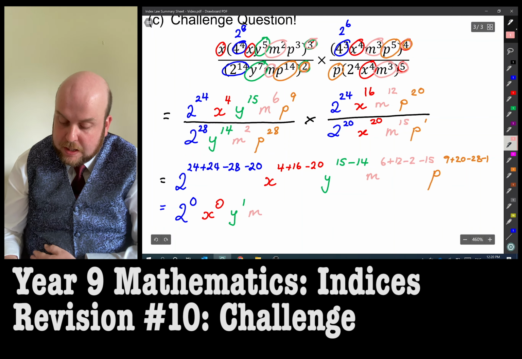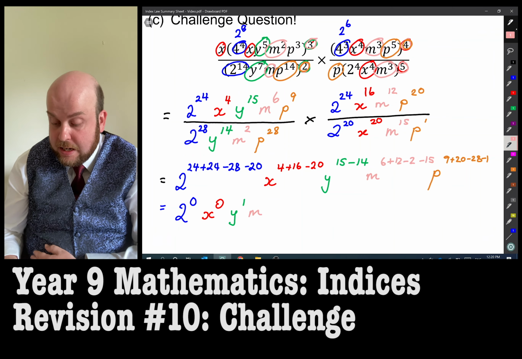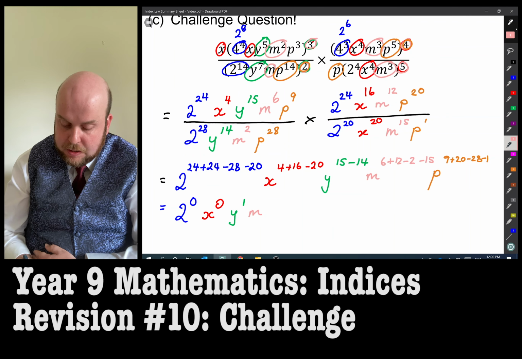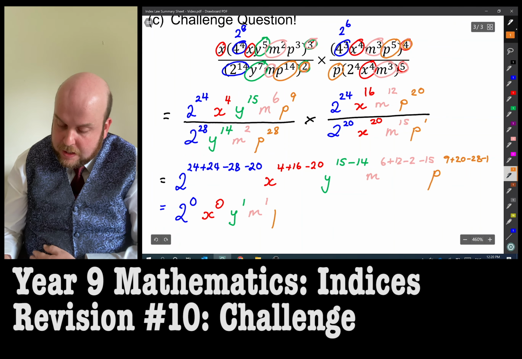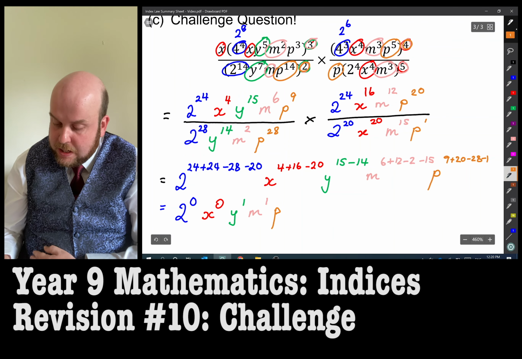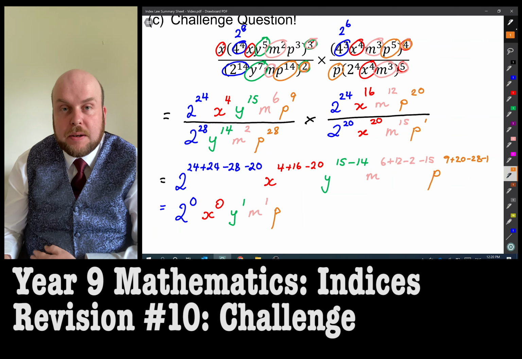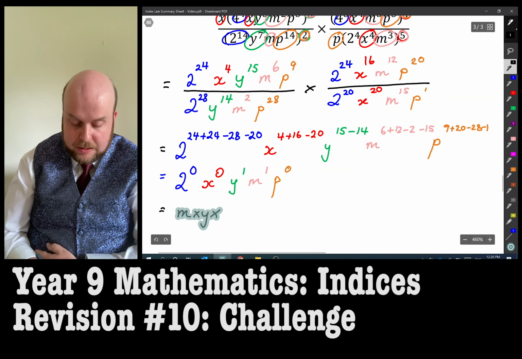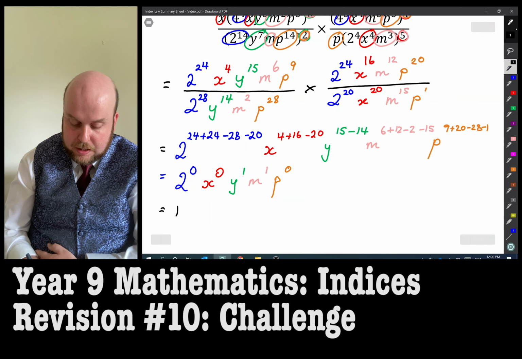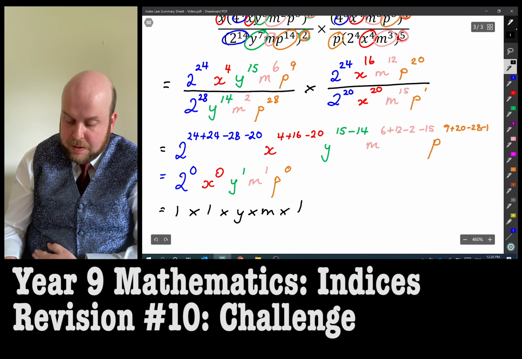m to the power of 6 plus 12 is 18. Take away 2 is 16. Take away 15 is 1. 9 plus 20 is 29. 29 take away 28 is 1. Take away 1 is 0. So our final answer is 1 times y times m times 1, which is my.